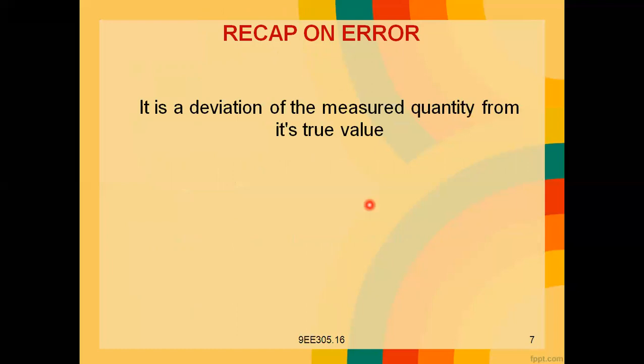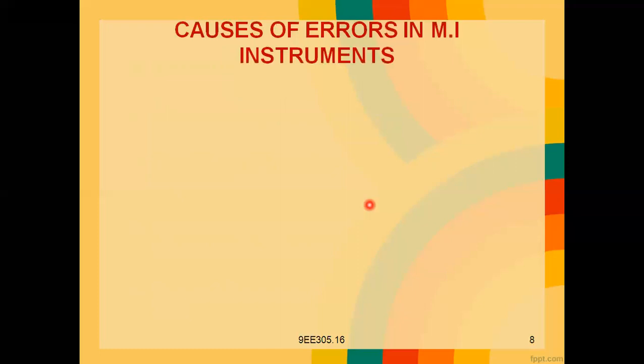Let us have a recap on error, because our next topic is to know about different types of errors in moving iron instruments. What is an error? It is a deviation of measured quantity from true value. So how good your MI instrument is going to measure will reduce the error. So we'll look at the causes of errors in MI instruments, different causes of errors.